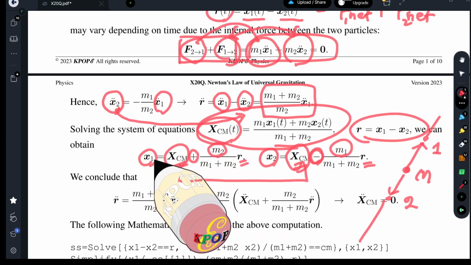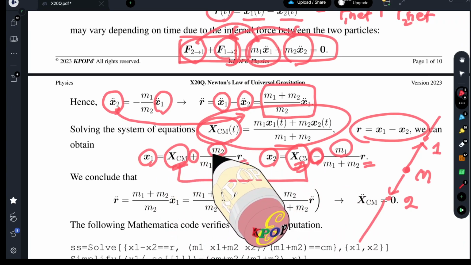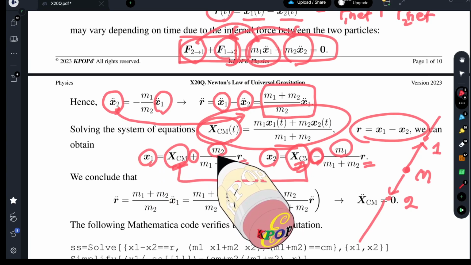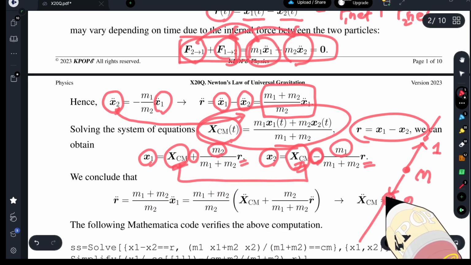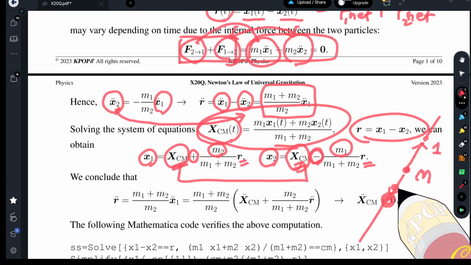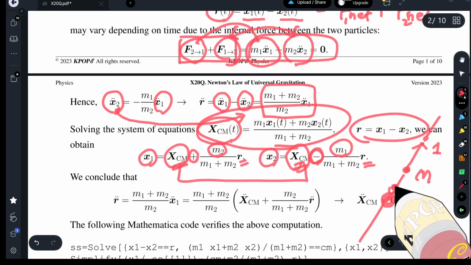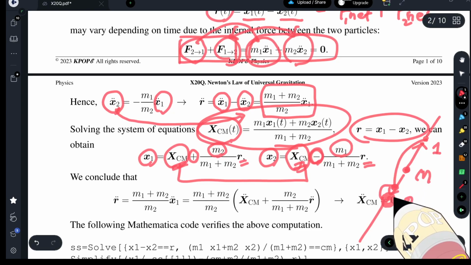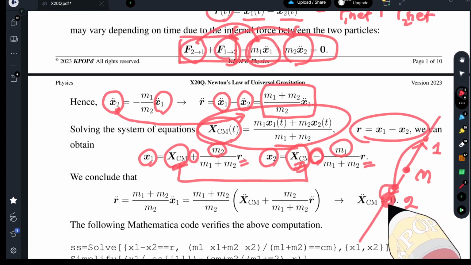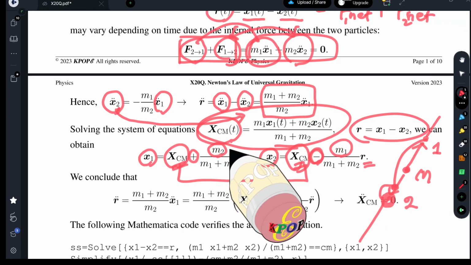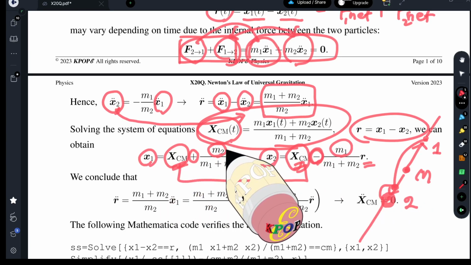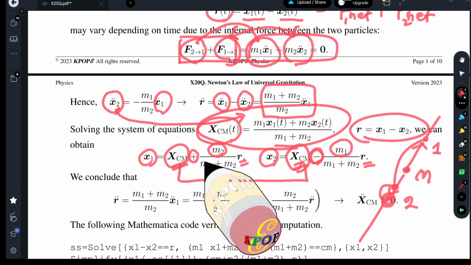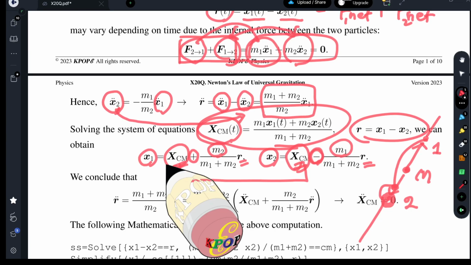And the mass of the other particle appears because, for example, if it is very heavy, the center of mass is near particle 2. So the distance from the center of mass to the lighter particle is longer than the distance from the center of mass to the heavier particle. Okay, that's the reason why the numerator contains the mass of the other particle instead of its own mass.